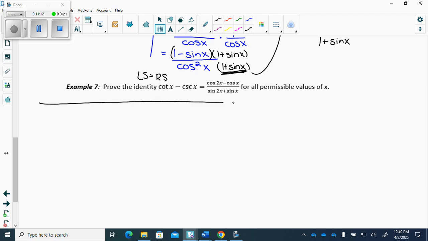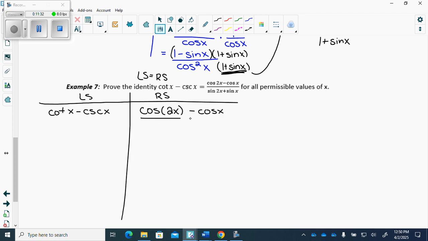Okay, this one, a little more complex. LS, RS, we have cotan x minus cosecant x equals cos 2x, it's a double angle identity where there are three options, minus cos x over sine 2x plus sine x. Now I know that the right-hand side looks more complex, but the left-hand side looks like something I can try and make look nicer. So I'm going to work with the left one first because I want to get the right one to match it, and I find that it might be hard for me to match that.